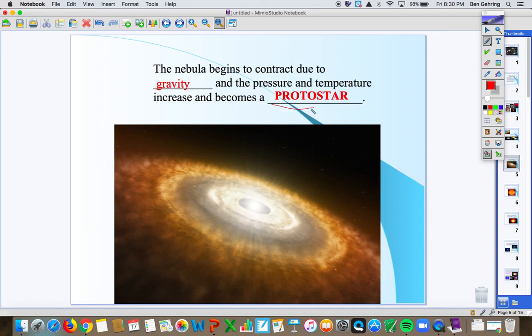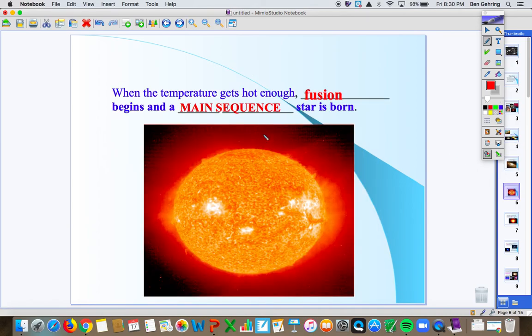Just like a prototype is your first model of something you're creating, a protostar is the beginning stages of a star, where it starts to heat up, it starts to collect, it starts to form what can be or will be a star. After that, your protostar is going to ignite, and fusion is going to begin. Fusion is the combining of two atoms, so in this case we're combining this hydrogen and this hydrogen to form one atom of helium.